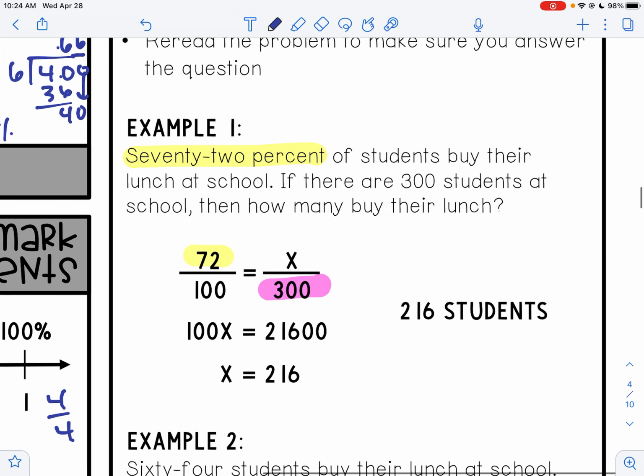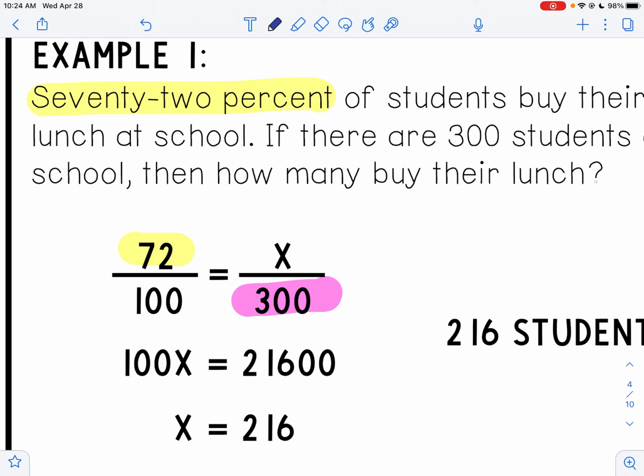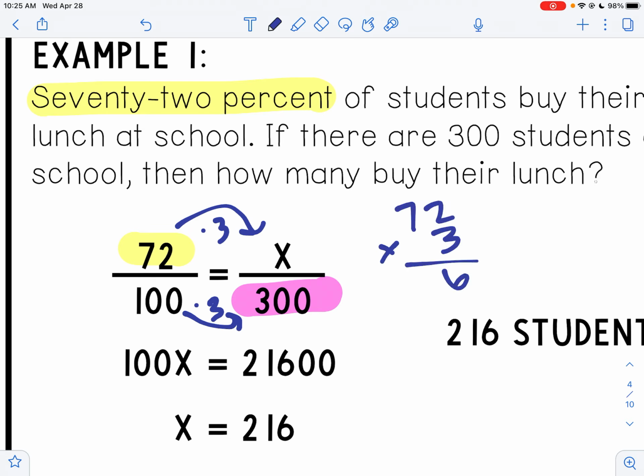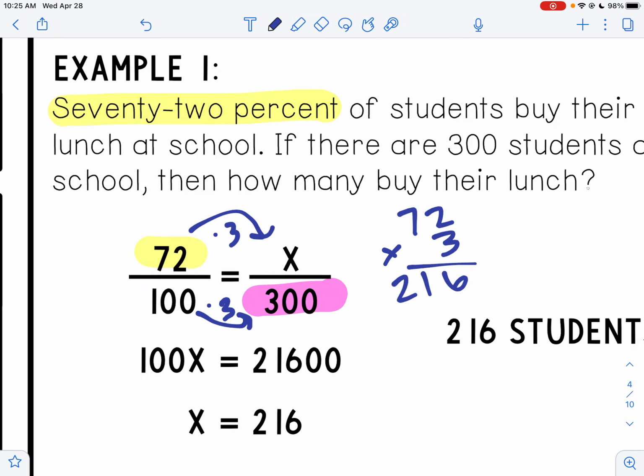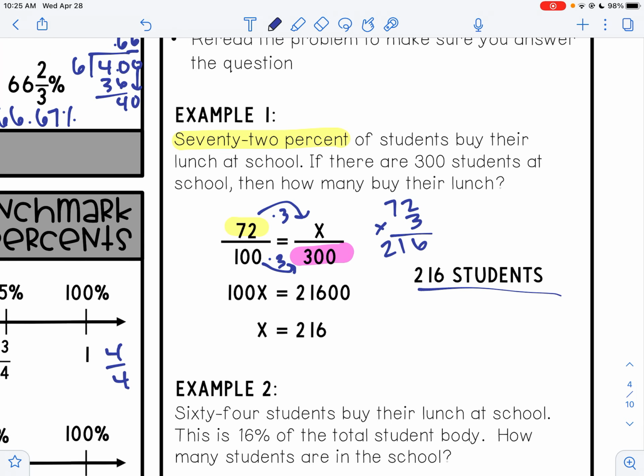Now, in order to solve this, the first thing that I'm going to do is see if there is an easy scale factor. In this case, there is. 100 times 3 gives me 300. And whatever I do to the bottom, I have to do to the top. So 72 times 3 is 216. So the number of students who buy their lunch is 216 students. Now, what they did, instead of finding that scale factor, they just cross multiplied. So they did 100 times x is equal to 300 times 72, which is 21,600. And then they divided both sides by 100, kind of what we talked about yesterday.